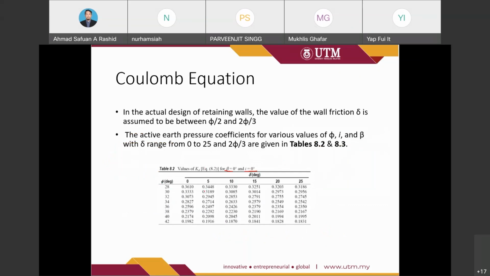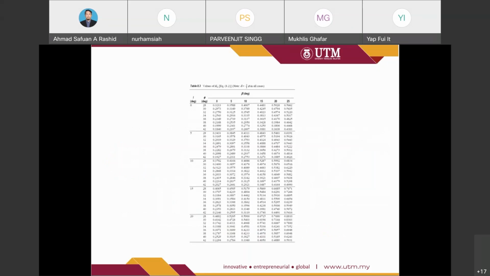There is another table, which is 8.3. From this table, by knowing that the value of delta is 2/3 of phi, we can determine the Ka value with various values of i, which is the slope, the gradient of the backfill, the phi value, and also beta. From there we can get the value of Ka.